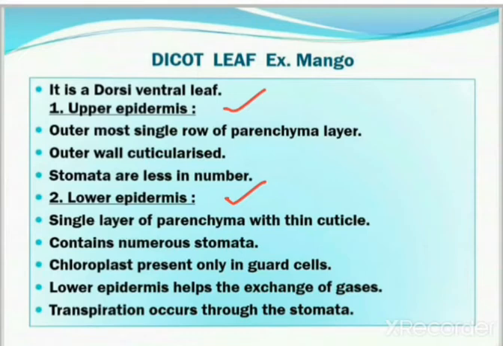Cuticle checks transpiration. Stomata are less in number. In the lower epidermis, a single layer of parenchyma with thin-walled cuticles. It contains numerous stomata when compared to the upper epidermis. Here, the chloroplasts are found only in guard cells, whereas other epidermal cells do not contain chloroplast. Transpiration occurs through the stomata.